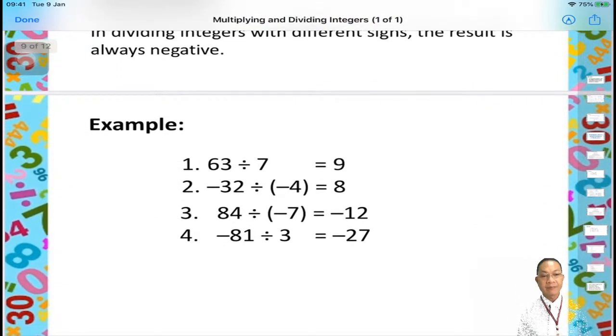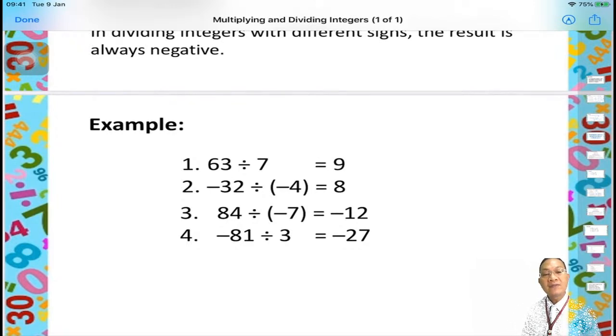Example, okay? We have number 1, 63 divided by 7 is positive 9. Both are positive, so the answer is positive. Number 2 is negative 32 divided by a negative 4 is positive 8. And number 3, positive 84 divided by negative 7 is equal to negative 12.